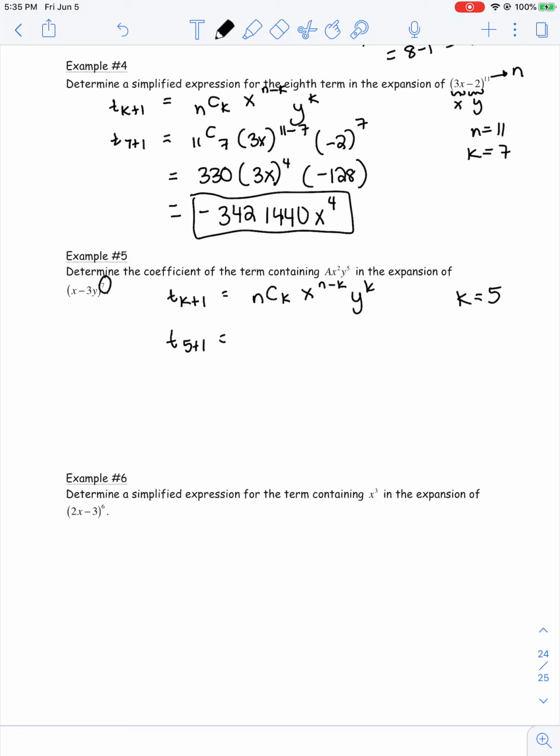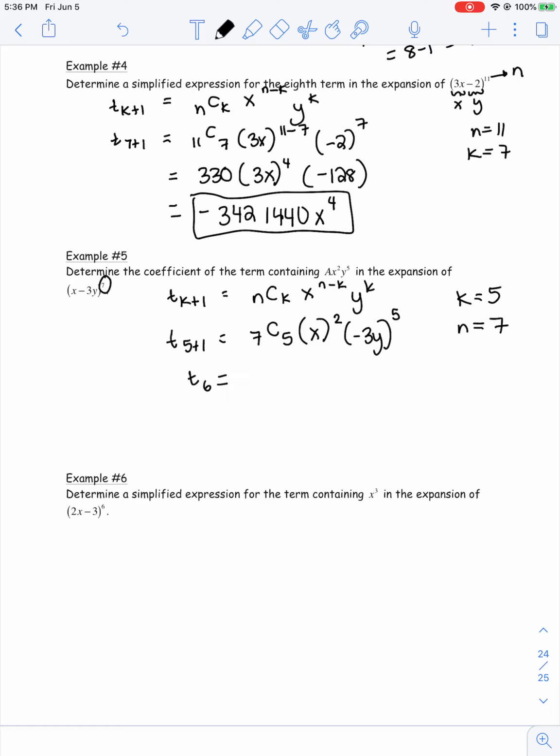equals, n is always going to be the exponent on your binomial, which is 7. So it's going to be 7 choose 5. And then our x value is x in this case, to the power of n, which is 7, minus 5. 7 minus 5 is 2. And (-3y) to the power of k, which is 5. Okay, so that's what we have so far after substituting what we can, and we just need to simplify it until we get the coefficient.